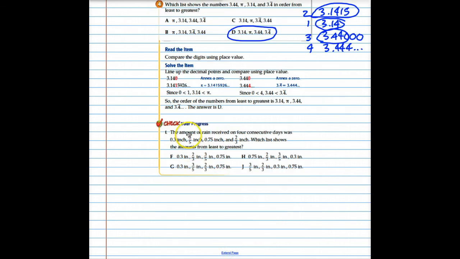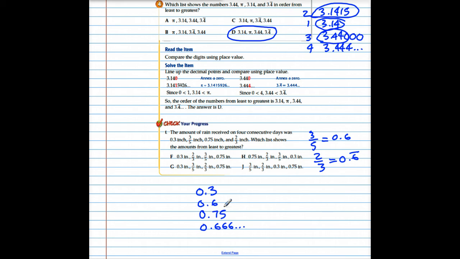Down here, we've got another issue because we've got some decimals and some fractions. Now, if you go back to our table up at the top of the page, we know that 3/5 is actually 0.6. And we know that 2/3 is actually 0.6 repeating. So if we do as they suggest, we write 0.3, we write 0.6, we write 0.75, and we write 0.666... And then try and put those in order.